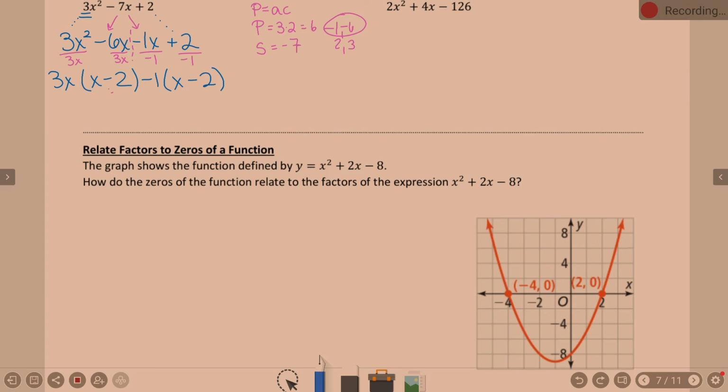Now, is this my final answer? No. Please don't stop there and lose yourself a point for something so silly. Matching parentheses, x minus 2. That's a GCF. That's one of my parentheses. My other parenthesis, the leftovers that are the other GCFs, is 3x minus 1.